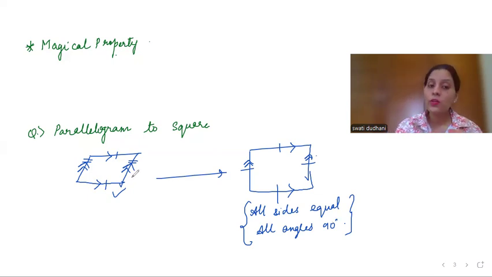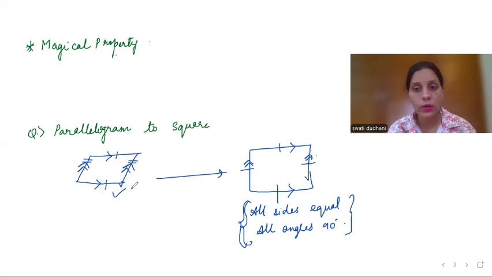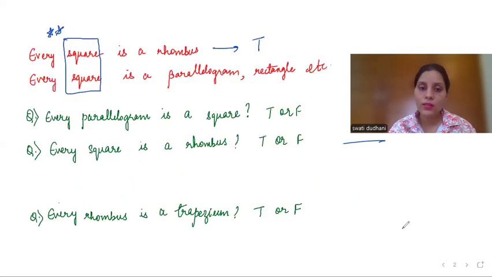Now, when can you prove that a parallelogram is a square? If all sides are equal in a parallelogram and all angles are 90. But are these properties true in a parallelogram? No. In a parallelogram, all sides are not equal. Opposite sides are equal. Also, in a parallelogram, all angles are not 90. So a parallelogram is not a square. So it is false.